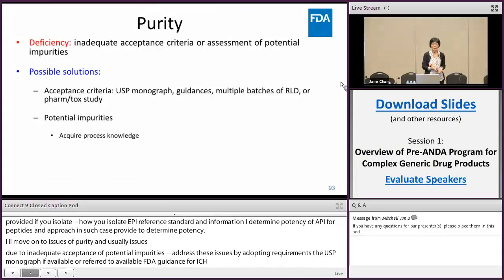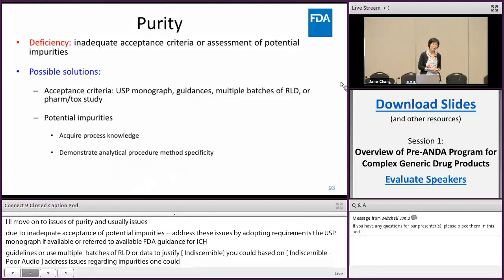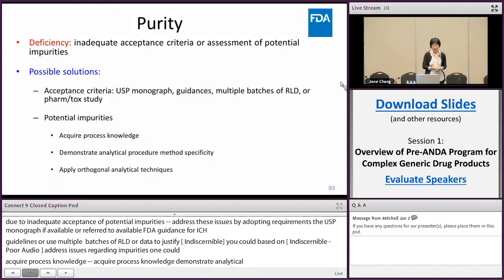To address the issues regarding potential impurities, one could acquire process knowledge through development studies or scale-up runs. In addition, data should be provided to support that the proposed analytical procedure is adequate, with method specificity to detect impurities. It's also encouraged to use orthogonal analytical techniques to assess potential impurities.